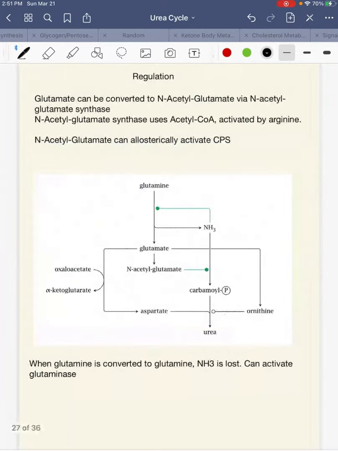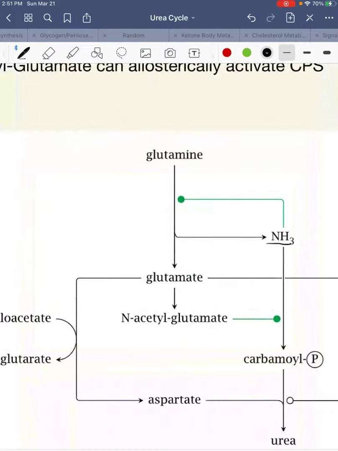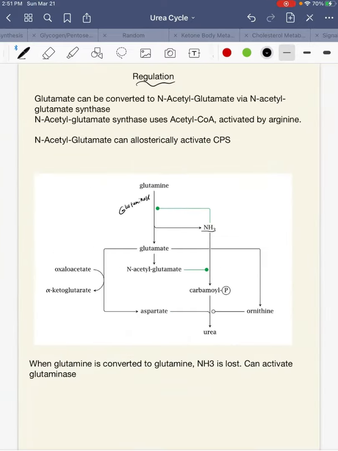Okay. So let's talk about some regulation. There's not much regulation. We already talked about ADP and ATP affecting glutamate dehydrogenase. So when glutamine is converted to glutamate, remember we make urea. Urea can then go back and activate this glutaminase. Okay. And then glutamate can be converted into a substrate called N-acetylglutamate, which then acts on CPS, our rate-limiting enzyme, and it can activate it.